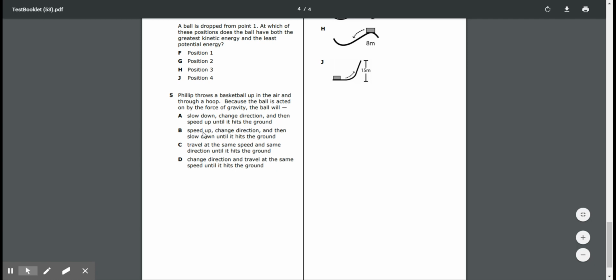B. Speed up, change its direction, and then slow down until it hits the ground. C. Travel at the same speed and same direction until it hits the ground. Or D. Change direction and travel at the same speed until it hits the ground.